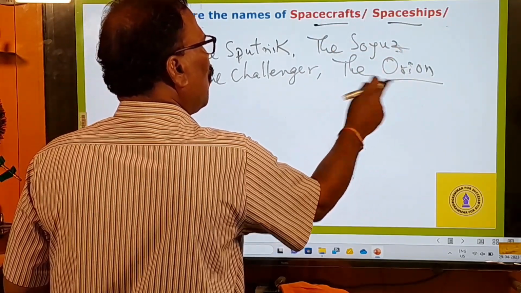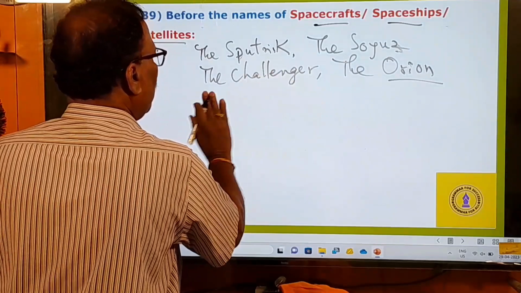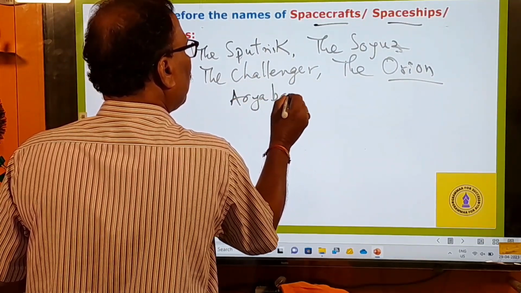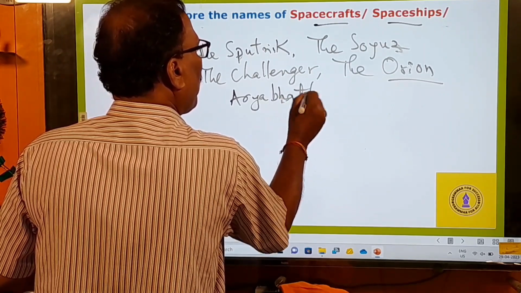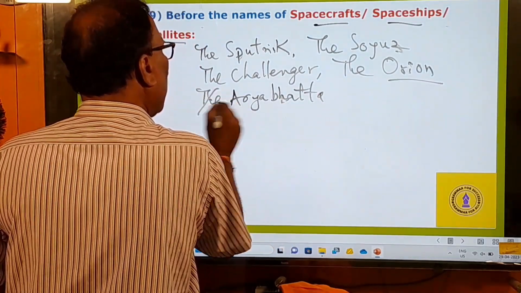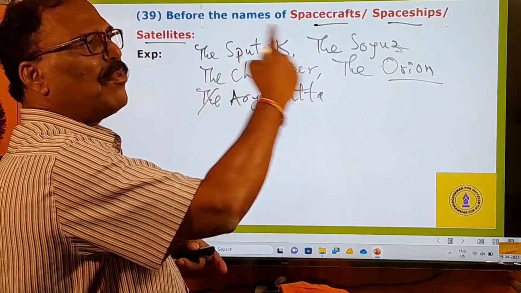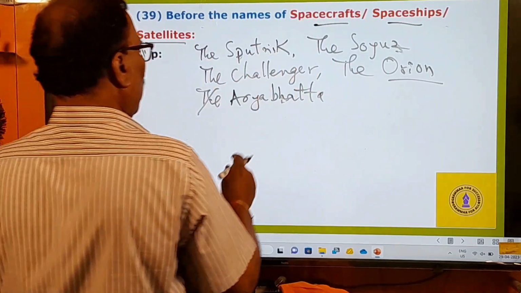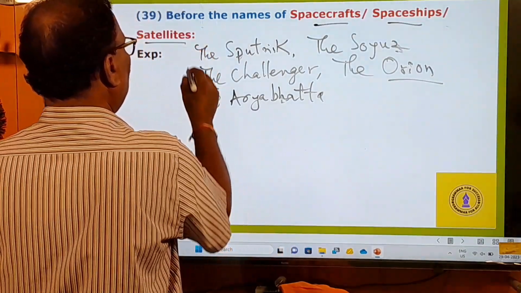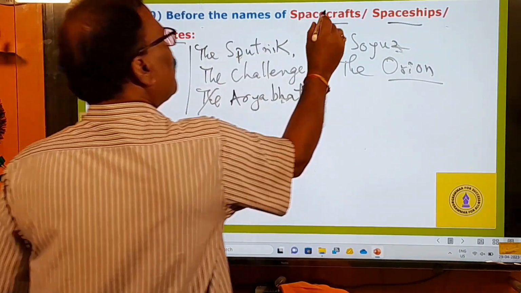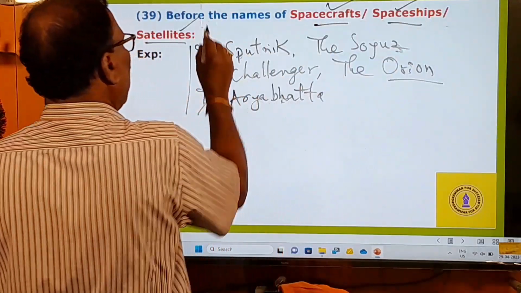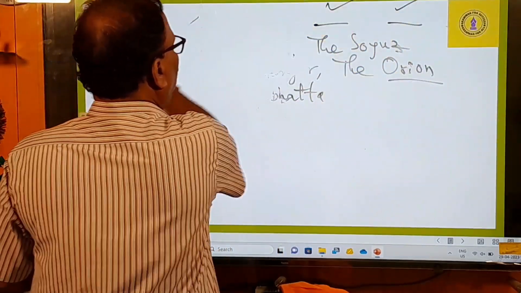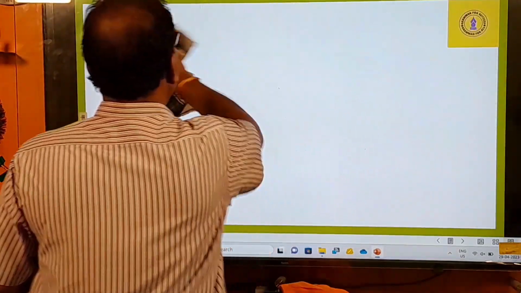See the Soyuz, the Sputnik, the Challenger, and here a satellite is there. Aryabhatta is the satellite. So the Aryabhatta, it's a satellite. It takes rounds about the, you can say, the moon. So Aryabhatta and other satellites are there. So before the names of spacecraft, spaceships, satellites, we must use the definite article, right? And now let's go to the examples.